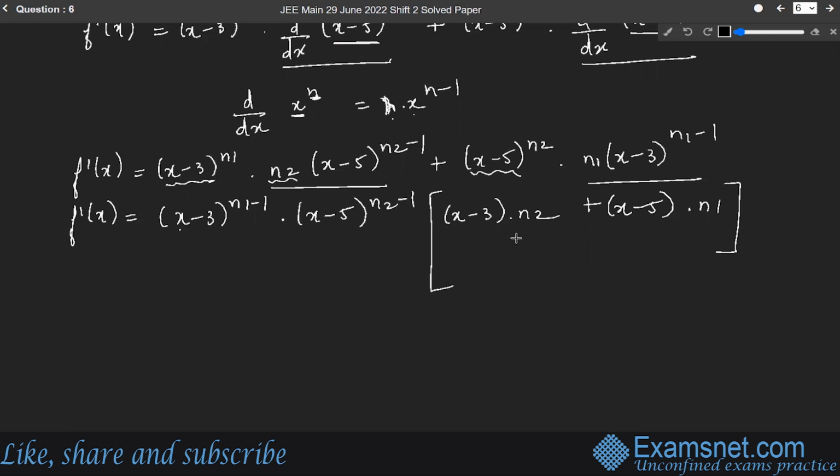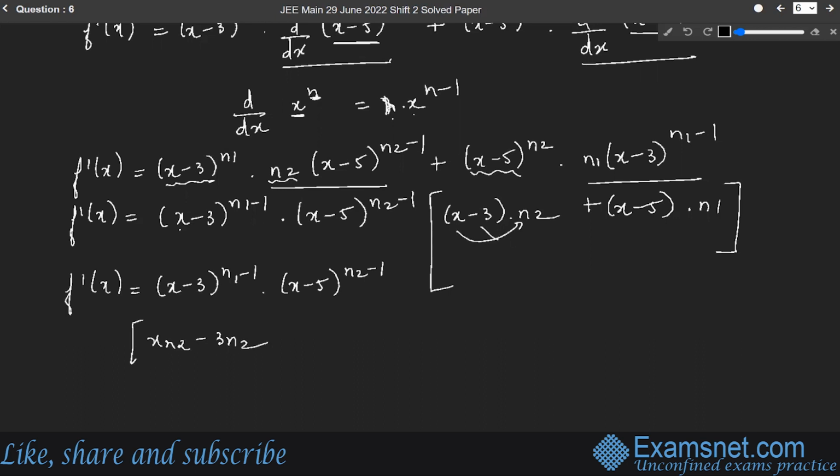All right. Now when we further simplify it, f dash x will be equal to x minus 3 power n1 minus 1 into x minus 5 power n2 minus 1. Now when we simplify these brackets, what value do we get? x minus 3 into n2 is what? x n2 minus 3 n2. We have to multiply both these values with n2, plus x minus 5 into n1, x n1 minus 5 n1. Okay.